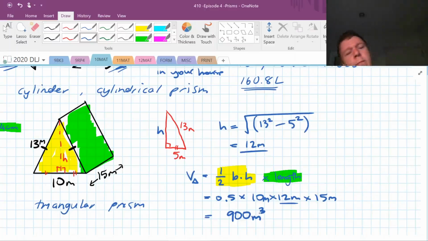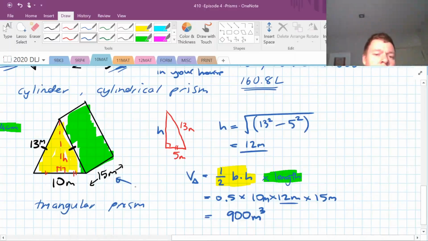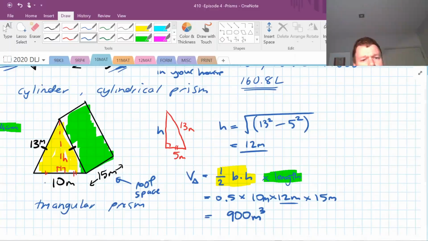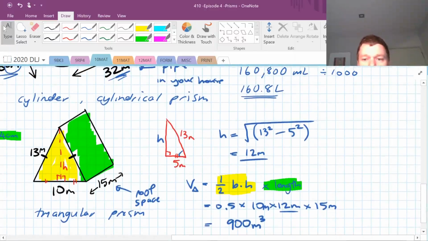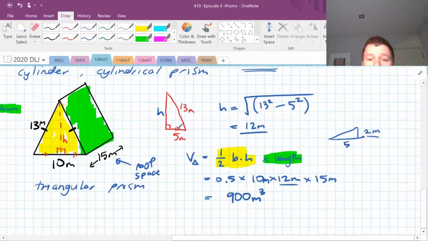I suppose that's quite big. You could imagine this is kind of like a roof space. So the volume of your attic, if you had a huge attic, 10 by 15 is a huge attic, and that angle would be quite a big angle for a roof. Usually roofs are more the other way around, where you've got 5 meters that way, and that might be 2 meters, but we had 12 meters, so it's actually quite a large roof space.